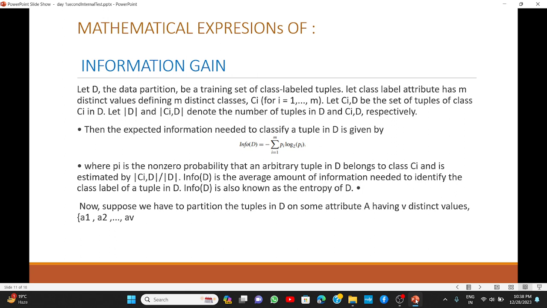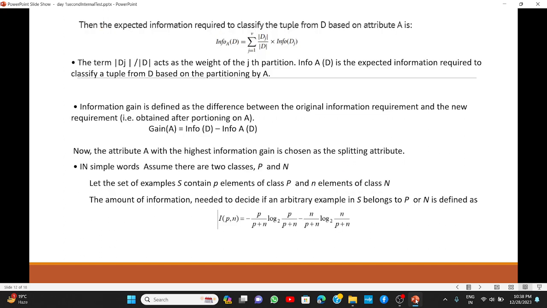Now, suppose we have to partition the tuples in D on some attribute A having v distinct values, from a1 to av. Then the expected information required to classify a tuple from D based on attribute A is Info_A(D) = Σ (j=1 to v) |Dj|/|D| × Info(Dj). The term |Dj|/|D| acts as the weight of the jth partition. Info_A(D) is the expected information required to classify a tuple from D based on the partitioning by A.